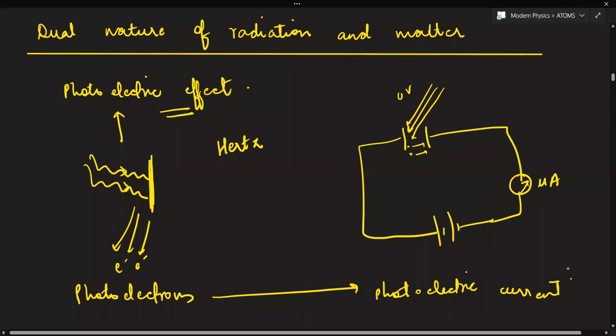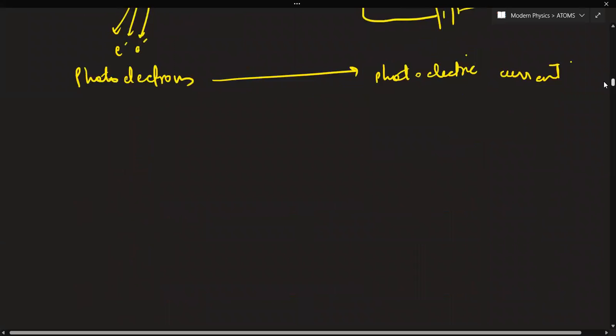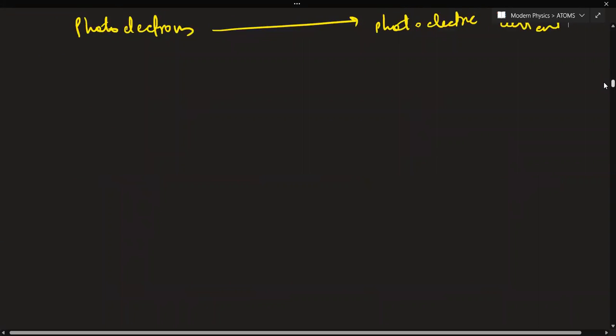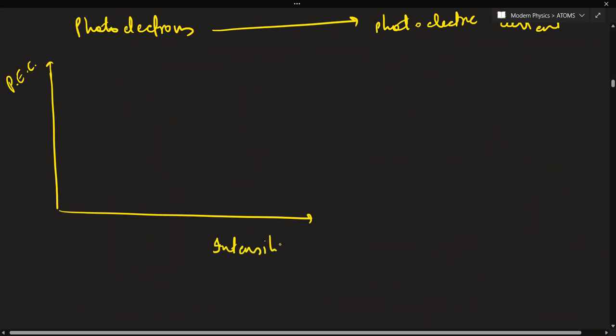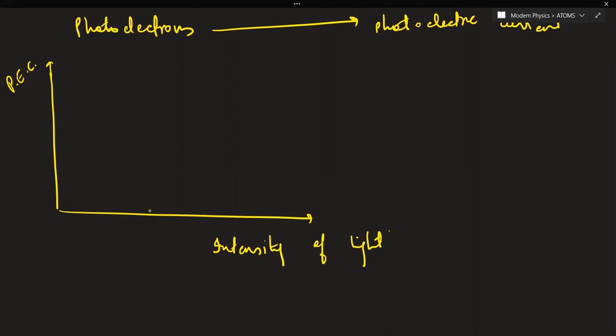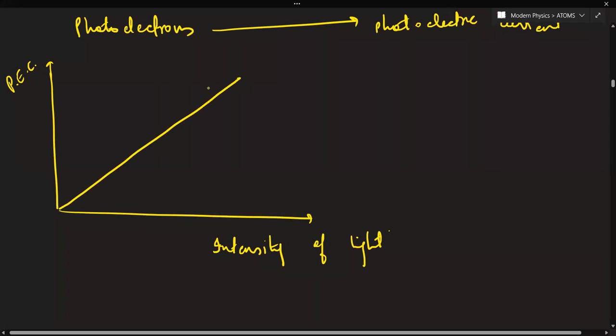Now see, a few graphs you have to remember. One is the effect of intensity of light on photoelectric current. If this is your photoelectric current, and this is the intensity of light, then photoelectric current is directly proportional to the intensity of light. This means the number of photoelectrons emitted per second is proportional to the incident radiation. So this will be a straight line graph like this.